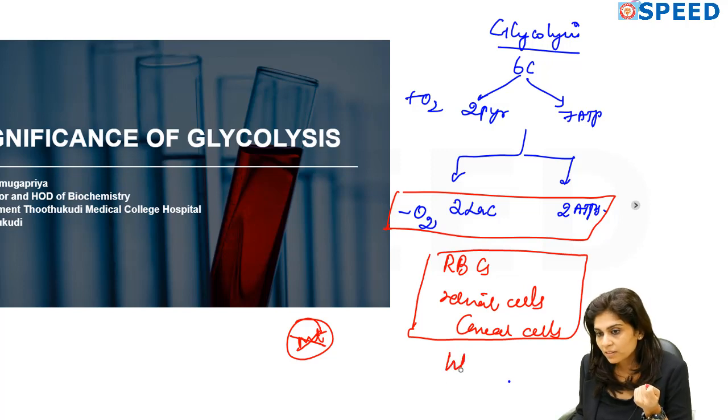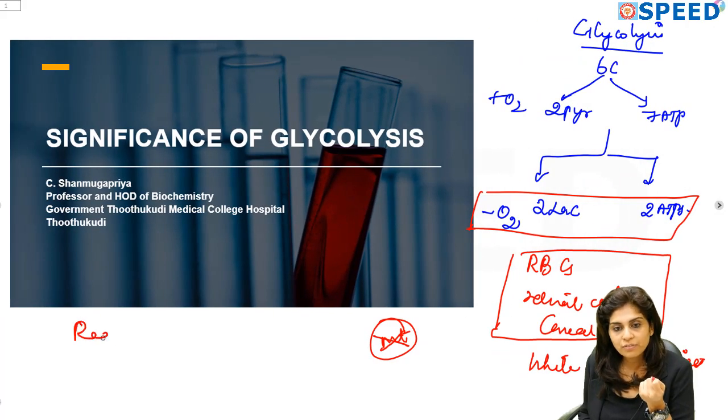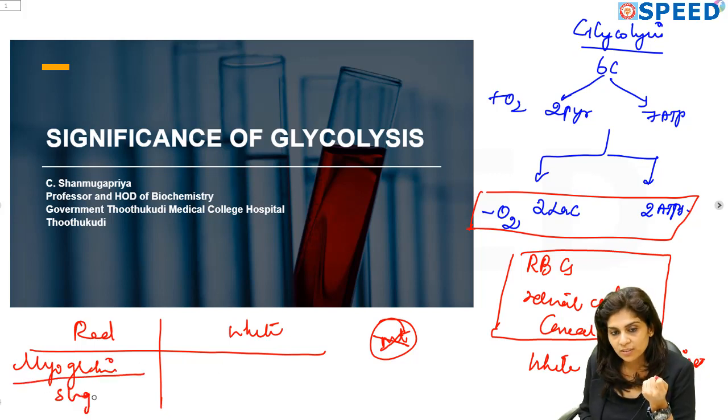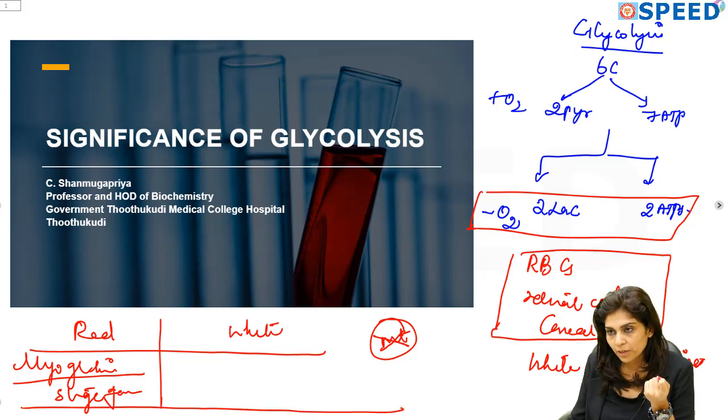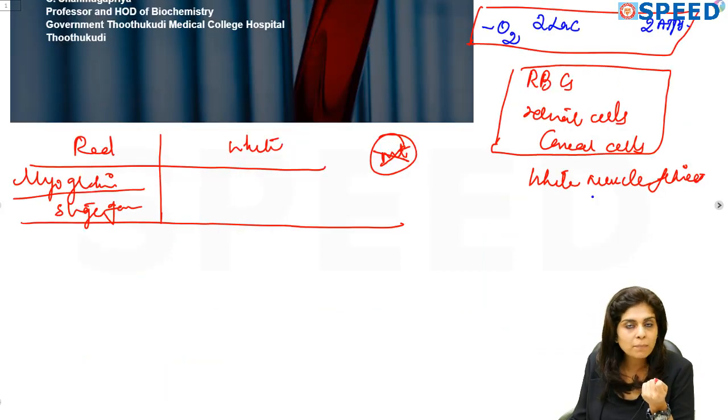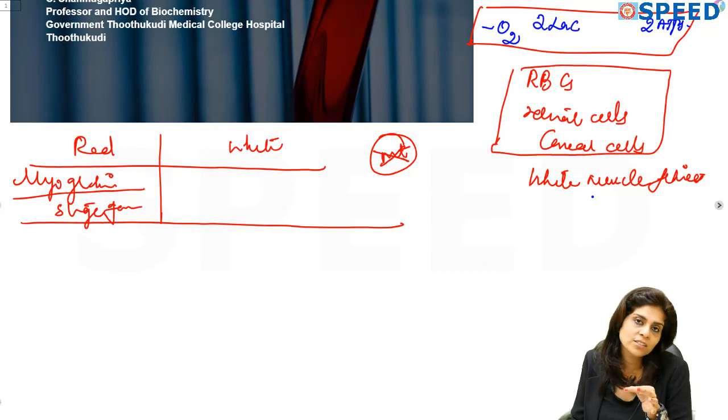Similarly, white muscle fibers. So what is the difference between red muscle fiber and white muscle fiber? Red muscle fiber is red because it has got myoglobin. And myoglobin, remember, is the storage form of oxygen. So what is the difference between hemoglobin and myoglobin? Hemoglobin is the transport form of oxygen. Myoglobin is the storage form of oxygen that is available in red muscle fibers.